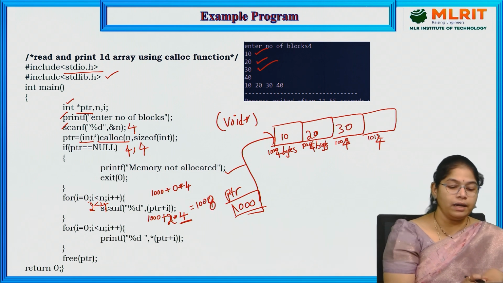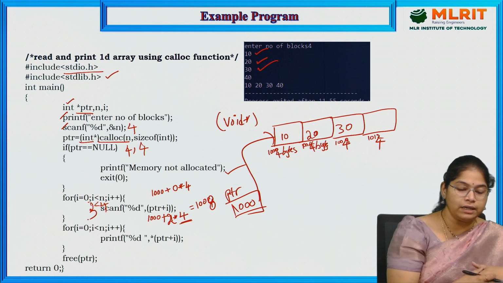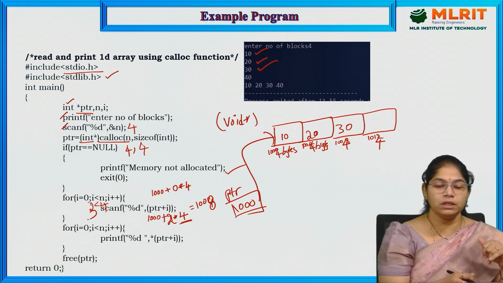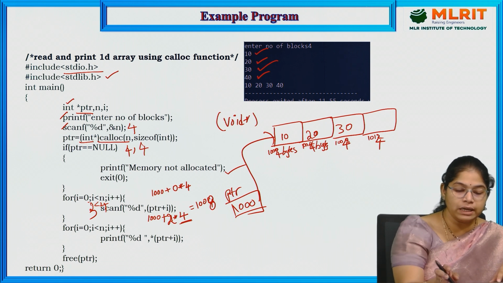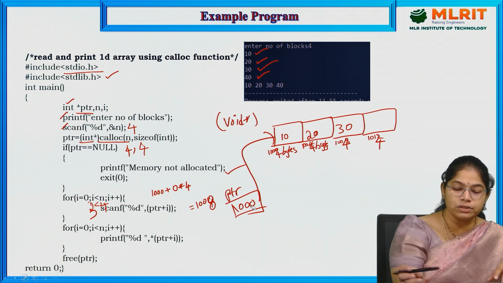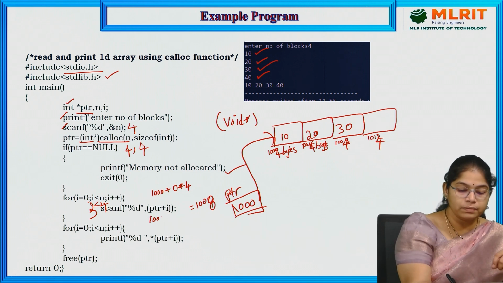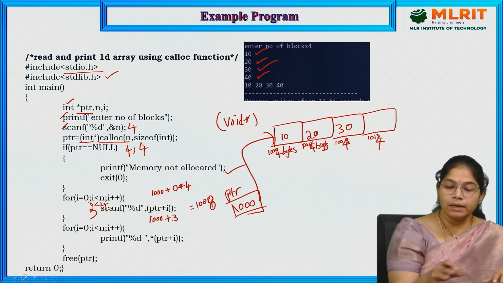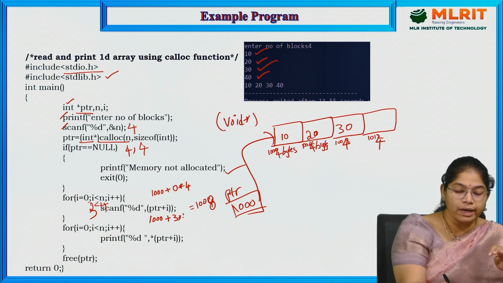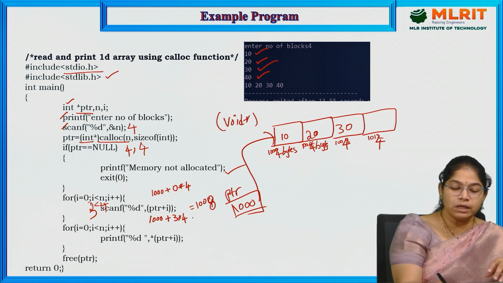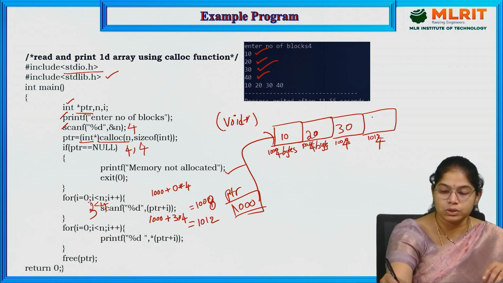Then again i plus plus, now i becomes 3, 3 less than 4, condition is true. Then the next value, 40, has to be stored in the location ptr plus i, where ptr value is 1000, i is 3, and I'm storing an integer type value. So int occupies 4 bytes of memory. So the value 40 is stored in the location 1012.